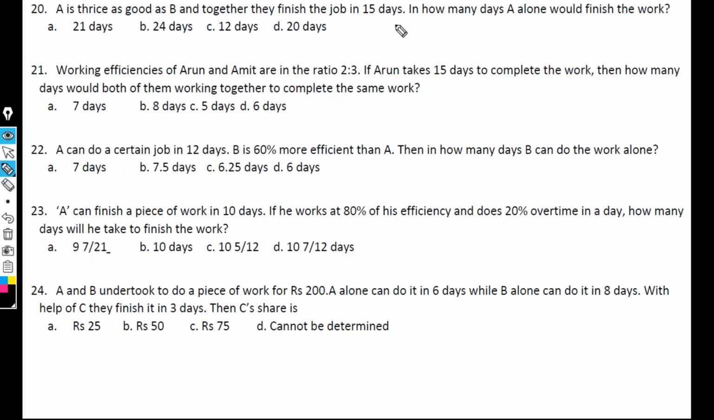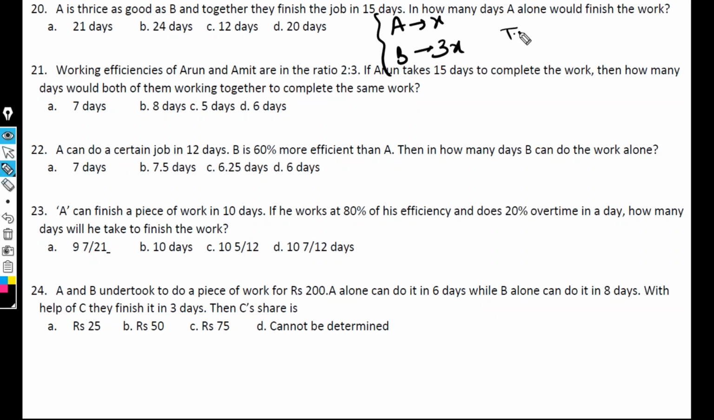So it is given to me A is thrice as good as B. So can I say if A takes x days to complete the work, B will take 3x days to complete the work? Is this part clear, guys? Is this clear to everyone? If A takes x days, B takes 3x days to complete the same work. So this is the meaning of A is thrice as good as B.